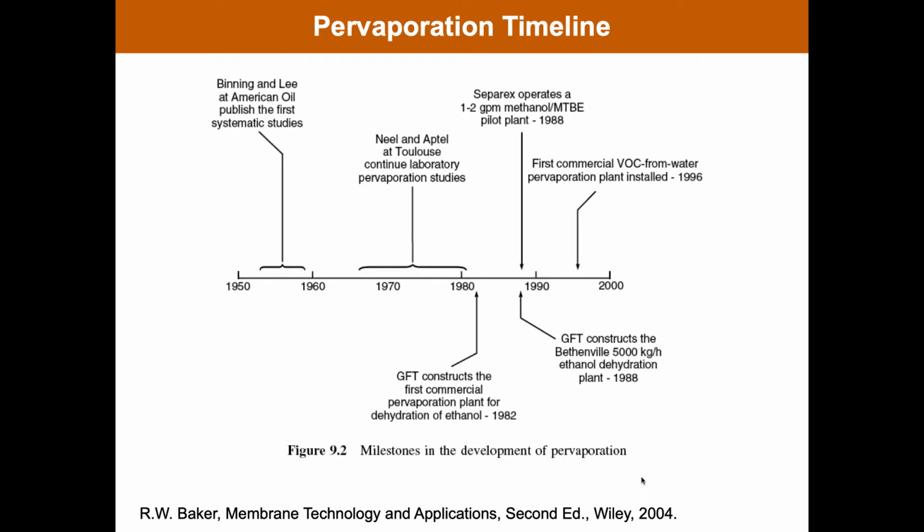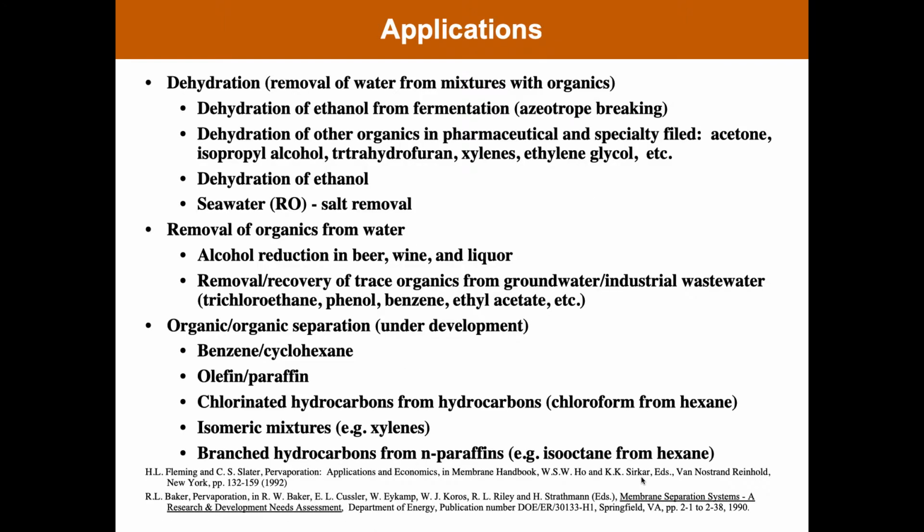And this is showing some of the history of pervaporation, starting in the 50s, going up through first commercial applications in the mid 90s. These are applications where pervaporation has been applied. It's used in things like dehydration of alcohols from water and azeotrope breaking and dehydration of other organics. People have looked at it for salt removal. This is not as economic as using things like reverse osmosis.